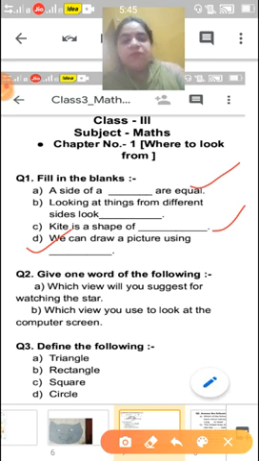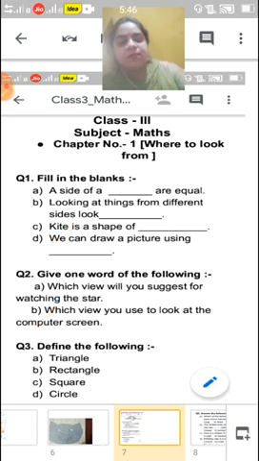Which view will you suggest for watching the star? So that is top view. When we want to watch a star, that should be, children, top view. Next, which view do you use to look at the computer screen? That is your front view. Now come to our next question.